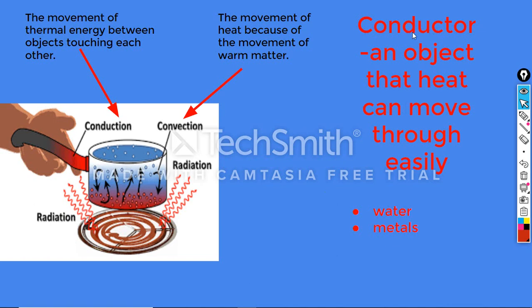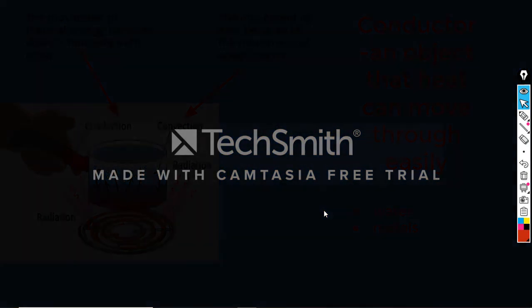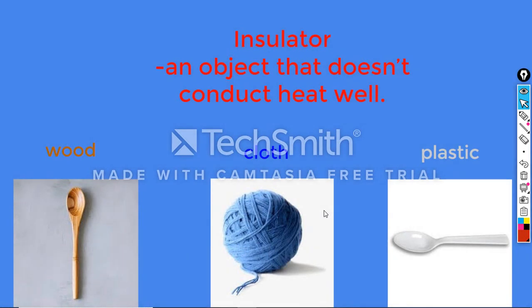So we have conductors. Those are objects that heat can move through easily, like the metal here of the pot. Heat can move easily through here, and so it can through water here, but not through the plastic. It cannot move as easily. So we need to look at the next section in the textbook that talks about insulators. An insulator is an object that doesn't conduct heat well. And some of the examples are wood, cloth, and plastic.